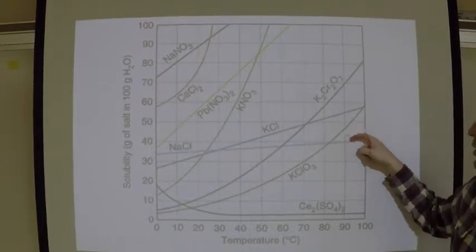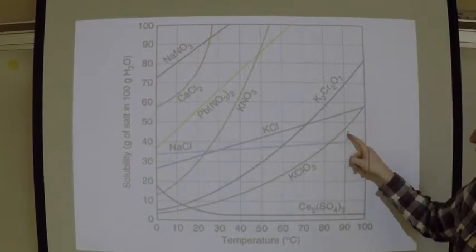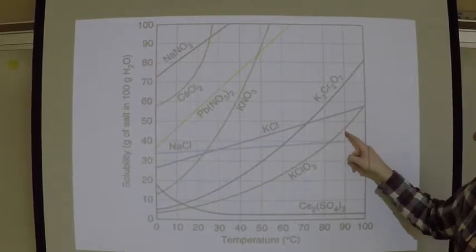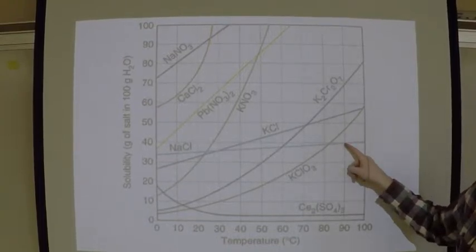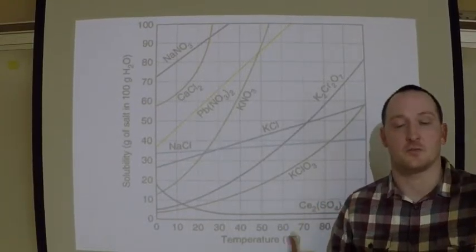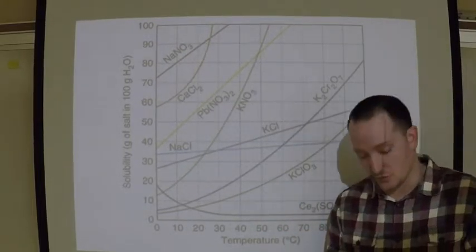Since that is below the line of KClO3, what this line is telling me is I could have dissolved about 47 grams, but I only dissolved 40. That means it is an unsaturated solution because I could dissolve more. Since it's under the line, it would be an unsaturated solution.